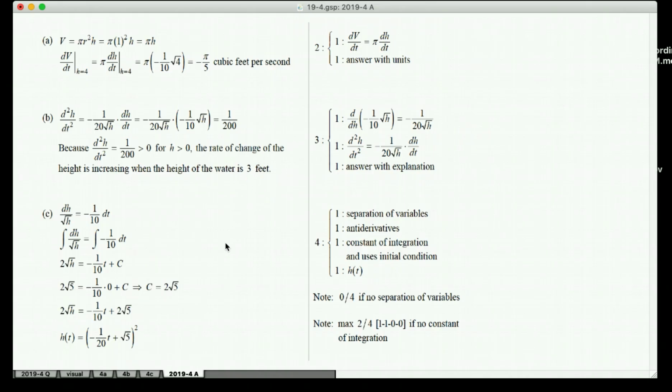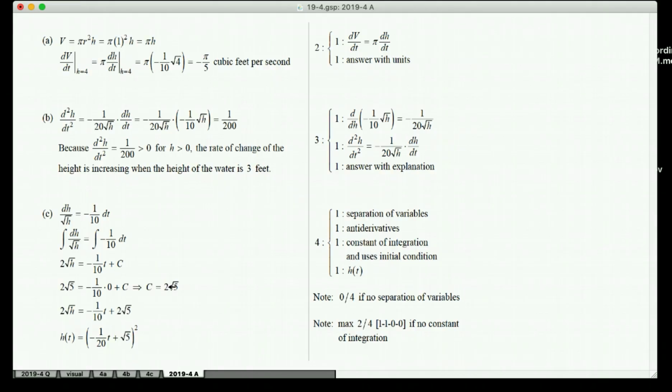when the height is 3 feet. For part C, we got 4 points: 1 for separation of variables, so 1 point for getting the variables on opposite sides, 1 point for the antiderivatives, and then 1 point for using the constant of integration and the initial condition. So if you didn't put the constant of integration down, you'd lose 2 points. And if you didn't separate variables, by the way, you'd lose all 4 points.